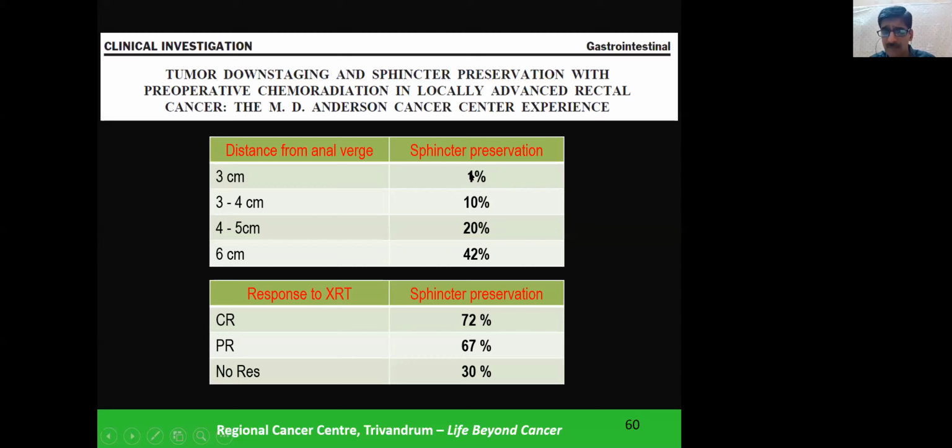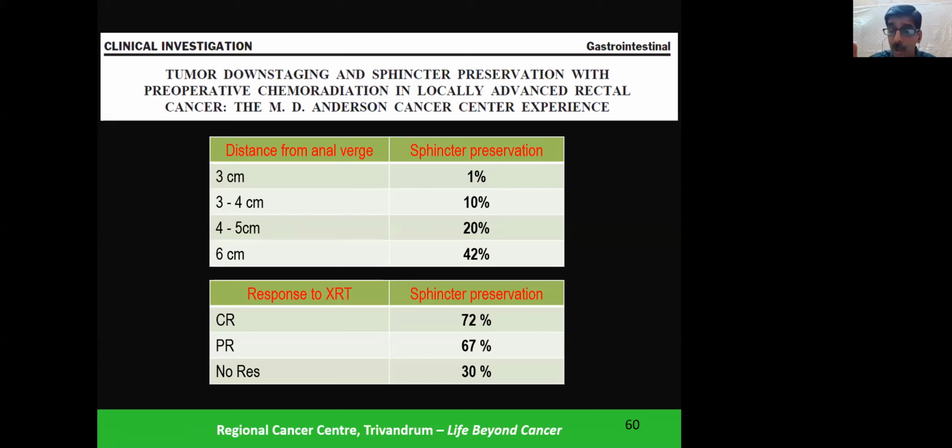But in this group of patients, basically with lesions at 3 centimeters or 2 centimeters, I don't think you will be able to preserve the sphincter by doing neoadjuvant chemoradiotherapy. But in patients who have lesions at 5-6 centimeters, bulky lesions, if you give radiation and downstage and they are responding properly, you will be able to save the sphincters in a large number of patients, but not in patients with lesions at 1, 2, 3, 4 centimeters.